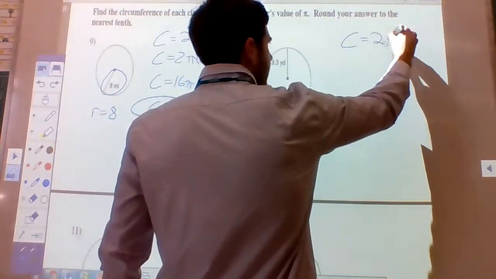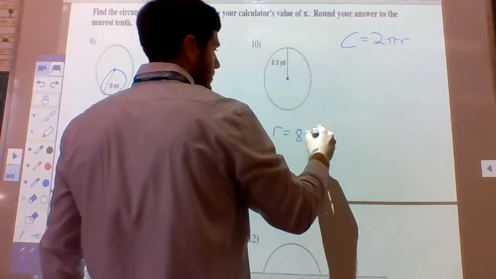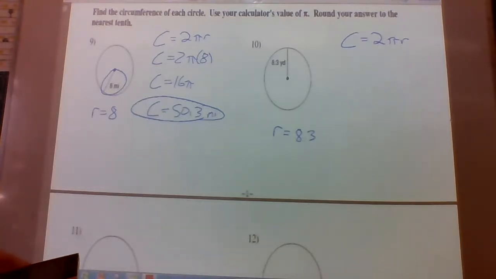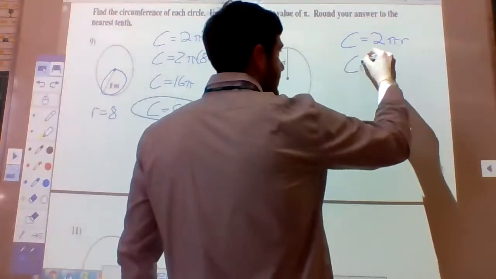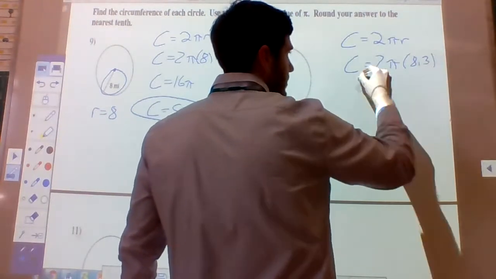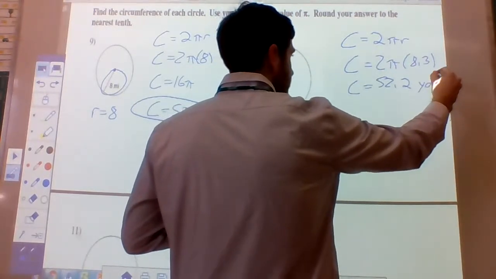Area is pi r squared. Circumference is 2 pi r. The radius is 8.3 yards. So 2 times pi times 8.3. Multiply all those together and we get 52.2 yards.